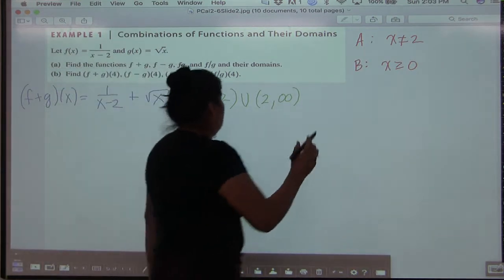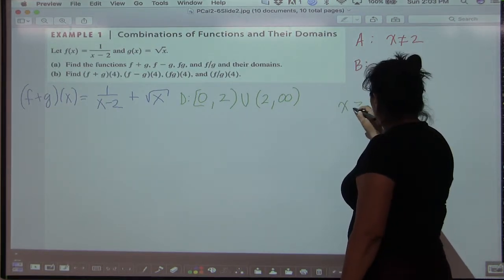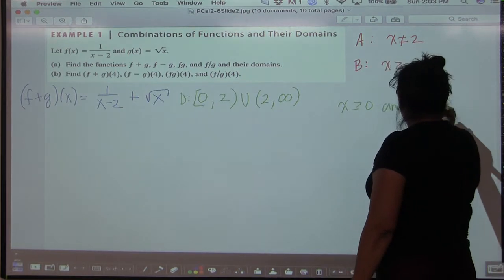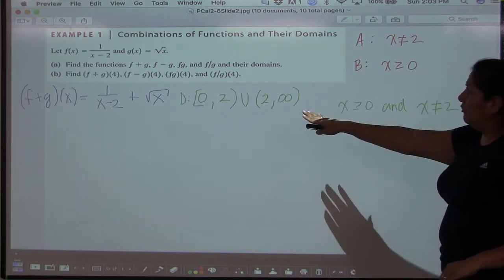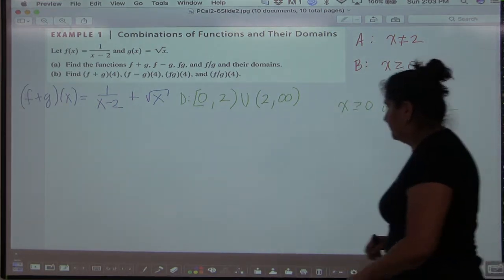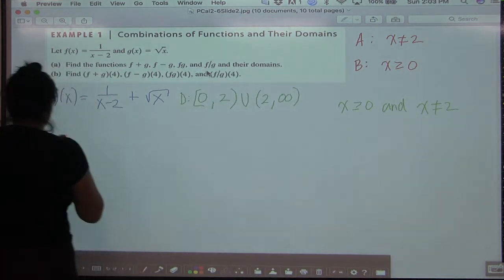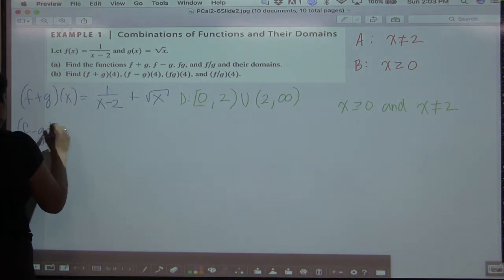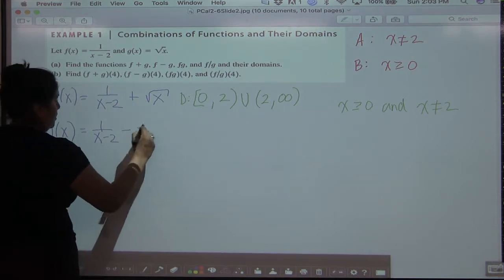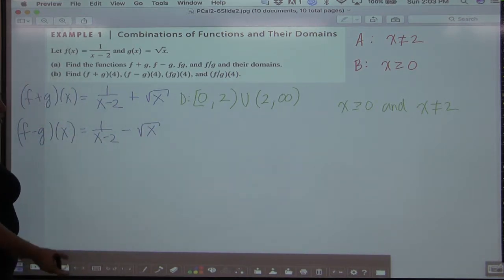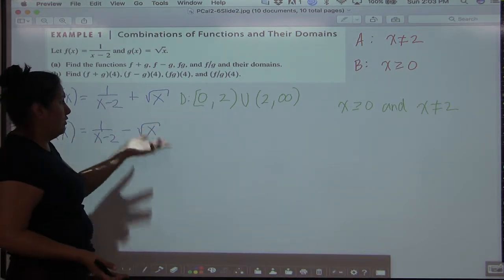You can also say that x has to be greater than or equal to 0, and x cannot equal 2, because that's basically the same thing as an intersection. So you can write it down in interval notation or you can do it this way. Either is fine for your domain. So let's go back and do subtraction. And as you can imagine, it's not going to be much different from what we just did, only that it'll have 1 over x minus 2 minus the square root of x, but it will share the same domain as the first one because it's the same intersection for these two functions.